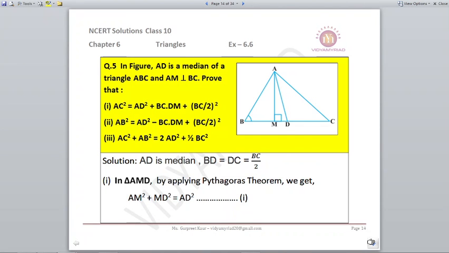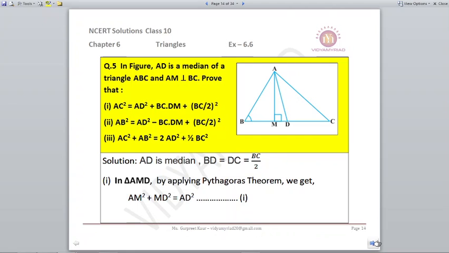Question number 5. In the figure, AD is a median of triangle ABC and AM is perpendicular to BC. Prove that 1. AC square is equal to AD square plus BC into DM plus (BC upon 2) the whole square. Let us start with this. Now since we are told that AD is a median, it means that BD will be equal to DC, which will be equal to half of BC.